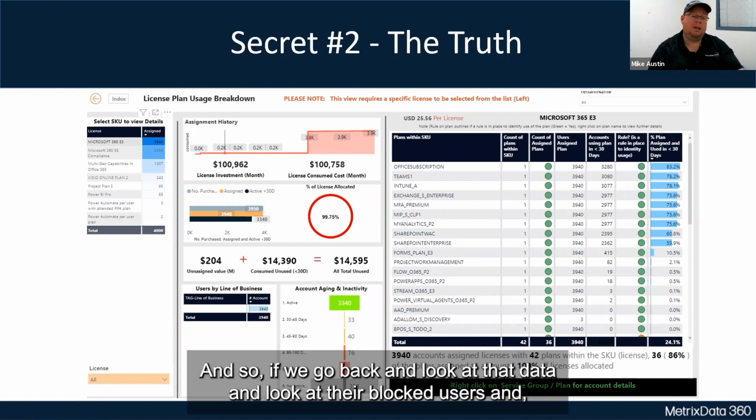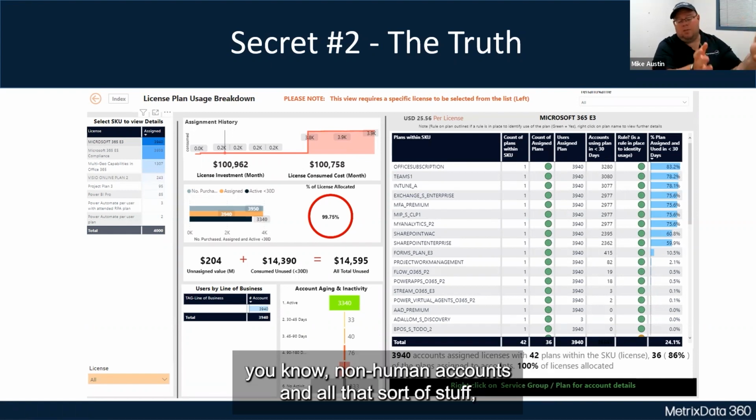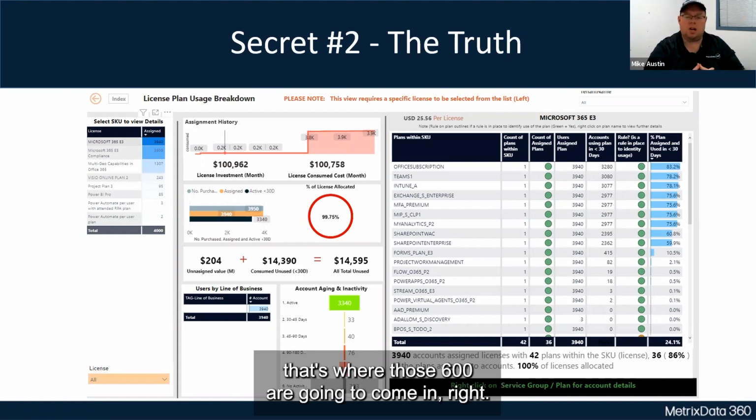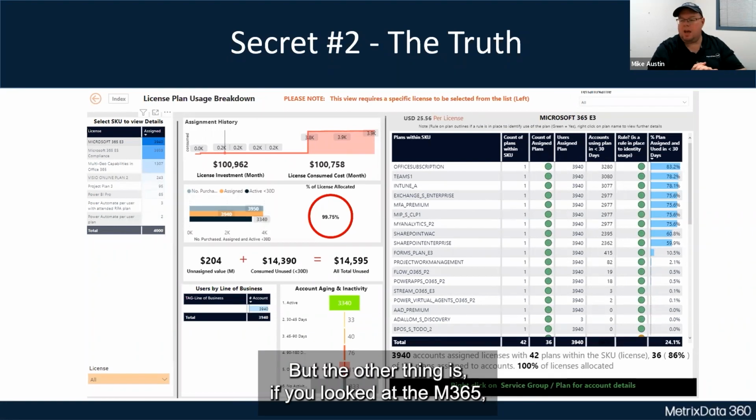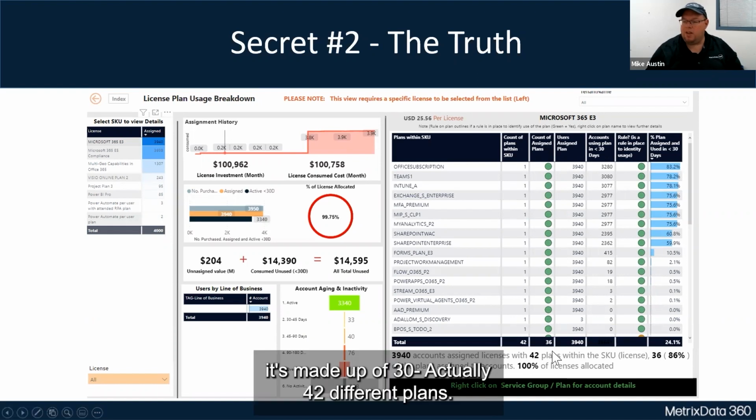And so if we go back and look at that data and look at their blocked users and non-human accounts and all that sort of stuff, that's where those 600 are going to come in, right? So we can actually go in and look at where those are, and free up those 600. But the other thing is, if you look at the M365, it's made up of 42 different plans.